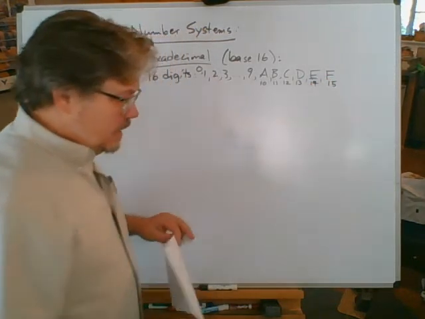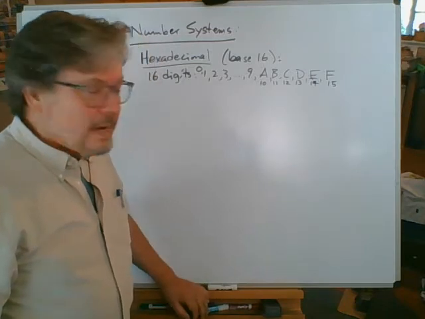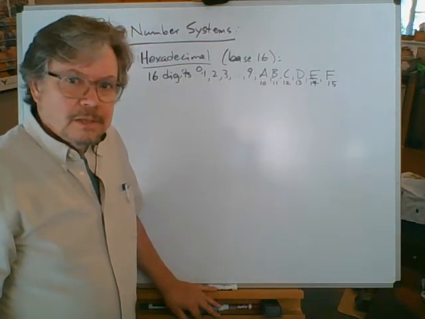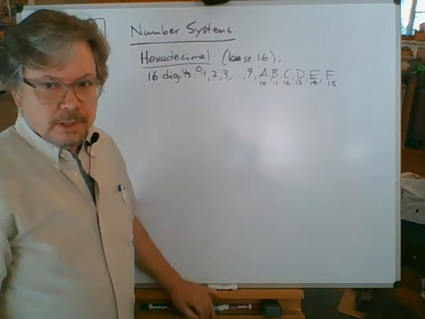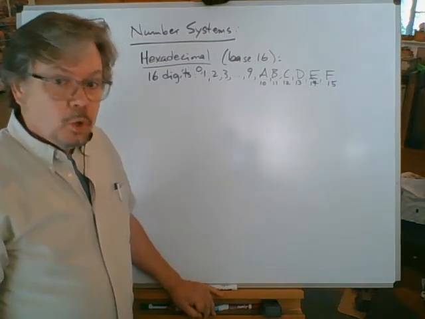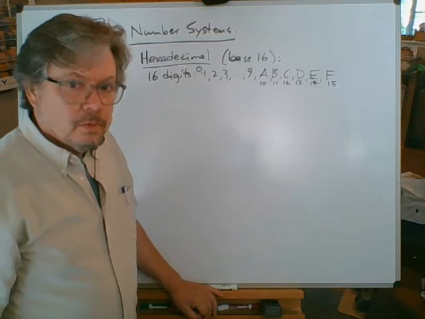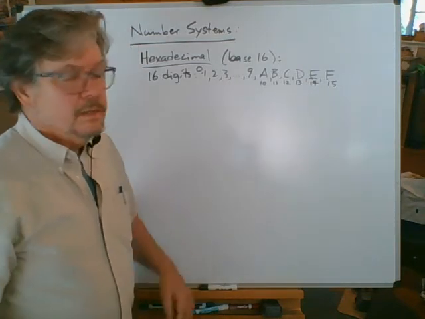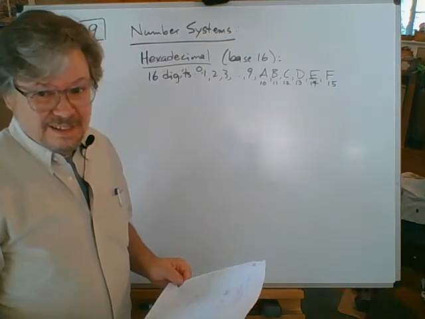Why is that all I need? Well, when I add 1 to F, I get 16. And whatever the name of the base is going to bump me over to the next column in the place value chart. So what looks like a 10 in base 2 was actually a 2. What looks like a 10 in base 16 is actually going to be a 16.